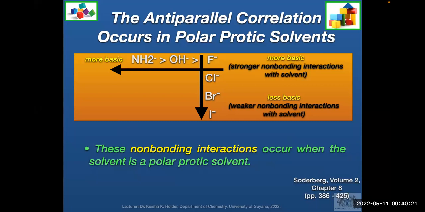But to delve in a little bit deeper, one of the things that we are saying here is, what are those solvents where these non-bonding interactions can be so prevalent? In other words, the point is that the antiparallel relationship does not happen in every situation. It is an exceptional situation, or it's an exceptional correlation that occurs in a specific solvent. And the solvent that it occurs in is a polar protic solvent.